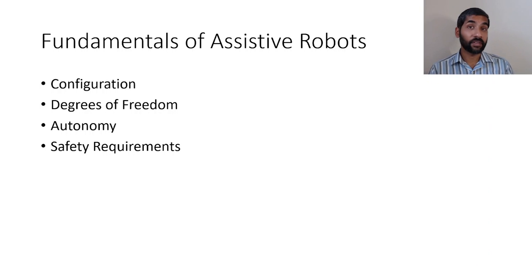Then of course you have safety requirements. Now the problem with robots is sometimes the things that they do can hurt somebody, and we need to make sure that it's not hurting the person that it is trying to assist, and the people around as well.